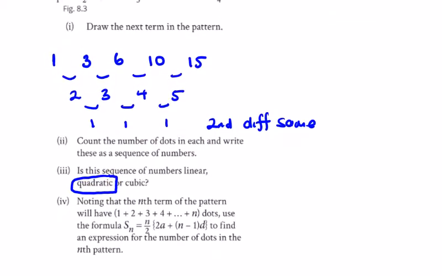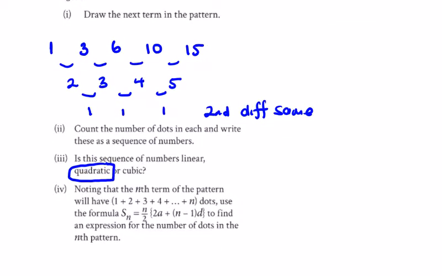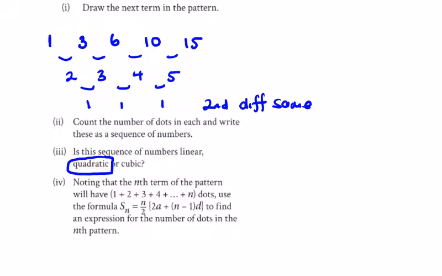Noting that the nth term of the pattern will have 1 plus 2 plus 3 plus 4 plus n dots, use this formula, Sn is equal to n over 2 times 2a plus n minus 1 times d, to find an expression for the number of dots in the nth pattern. So we want the nth pattern, so we're going to have n in our answer. So we need to fill in what a is and what the common difference is. So a is 1, the first term, and the common difference.